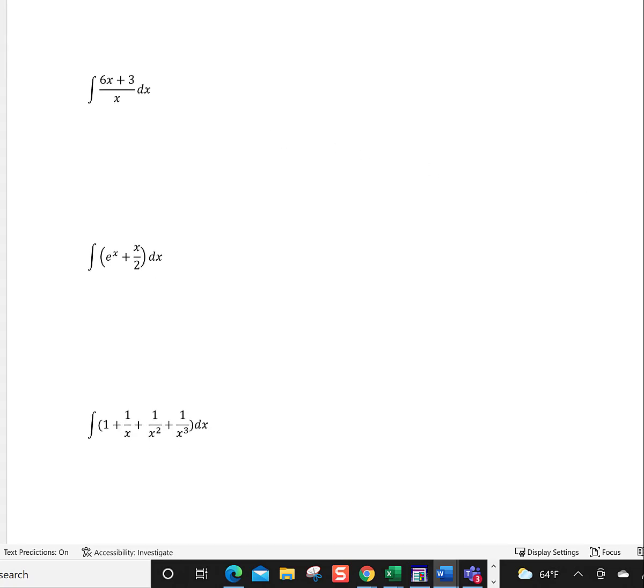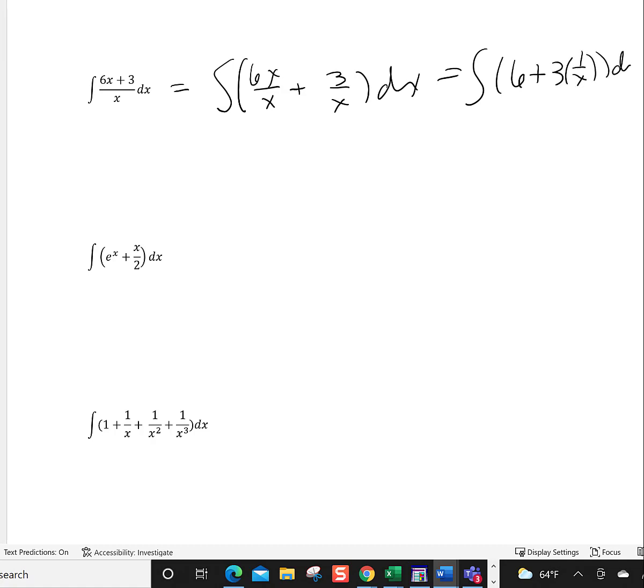So let's try that a little bit more and start to see when this is going to occur. So I have the integral of 6x plus 3 over x. We need to divide: 6x over x, 3 over x, dx. The 6x over x just becomes 6, and I'm going to again separate 3 and 1 over x. So the integral of 6 is 6x. I have the 3, and I have the natural log of the absolute value of x plus c.